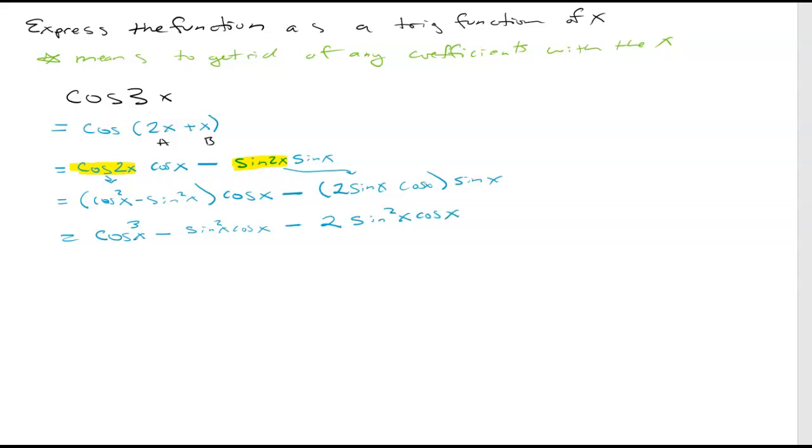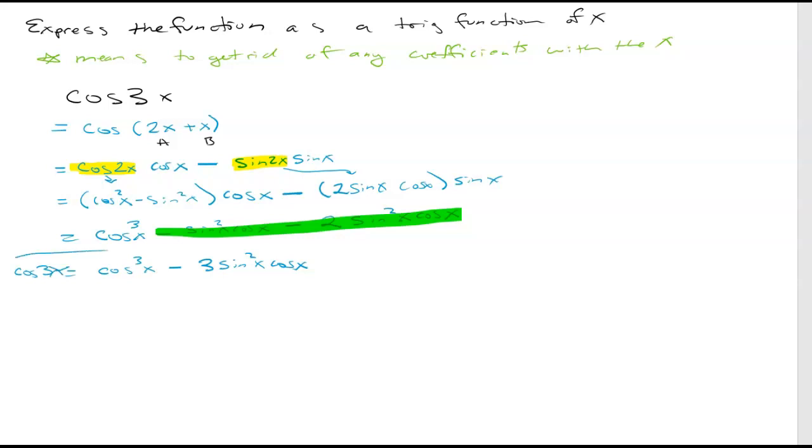Now, can I simplify this even more? Absolutely. Totally can. I can combine these two guys together. So I have sine squared cosine of x 2 times. So this becomes cosine cubed of x minus 3 sine squared of x cosine of x. And this is the same thing as cosine of 3x. So it's almost like a proof. It's almost like verifying identities.